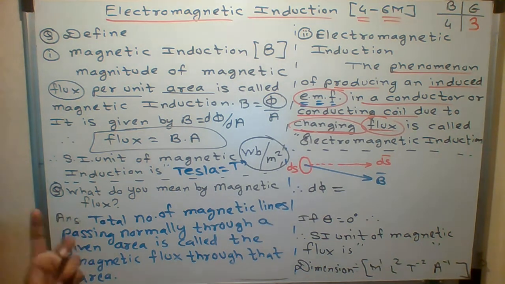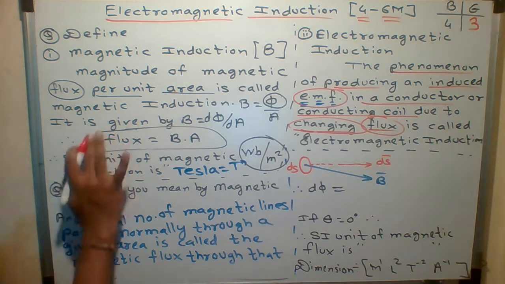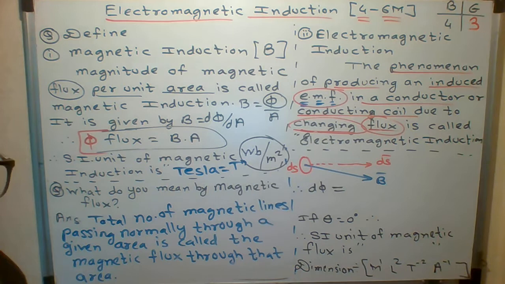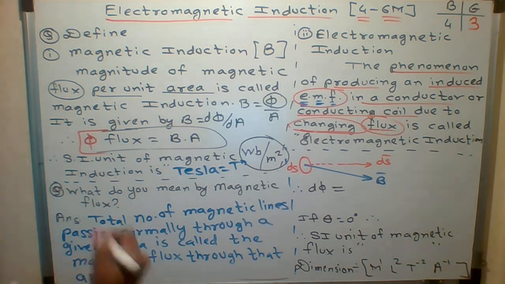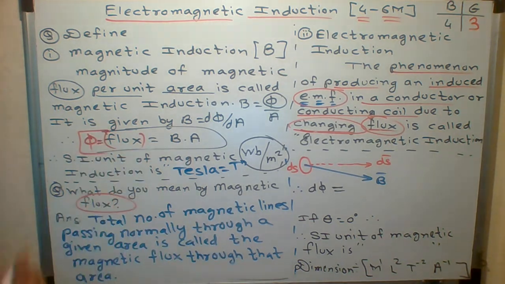Now the next question. I want to explain a relation: we already know flux phi is given by B into A, but what exactly is it in vector format? What do you mean by magnetic flux? One question will come in the exam: what do you mean by magnetic flux? The total number of magnetic lines passing normally through a given area is called the magnetic flux through that area.